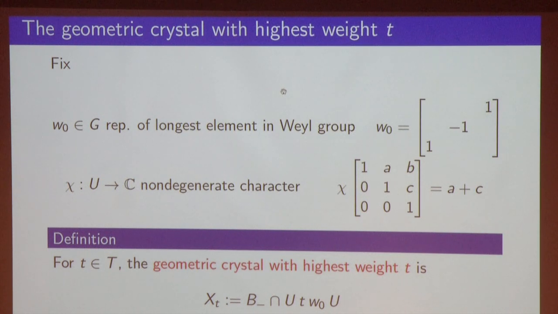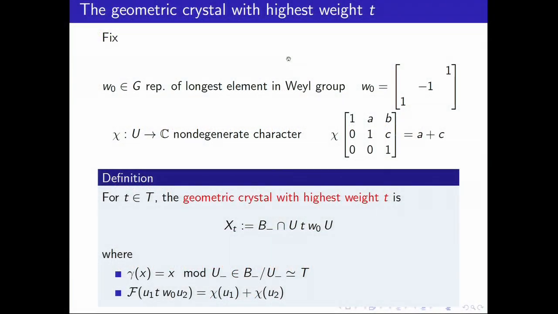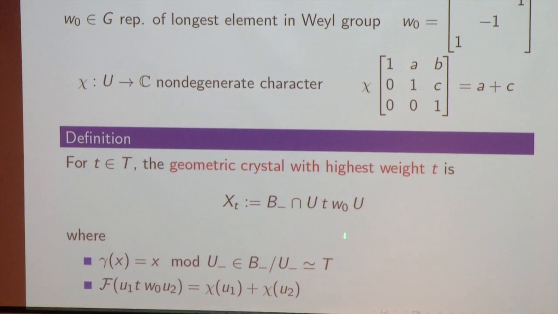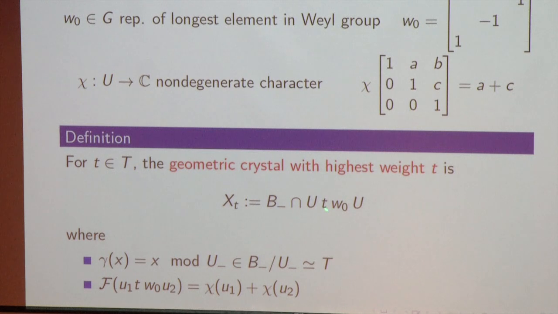Okay. So the definition of the geometric crystal with highest weight T, where T is an element of the torus, is the following gadget, which is maybe a little bit weird. These are lower triangular matrices which happen to factorize in this particular way. So when you factorize it in this particular way, U T w_0 U, you will find some torus element squeezed here, and you insist that that torus element is the torus element you started with. So this is some subset of lower triangular matrices. To play with this, you need to do some linear algebra.